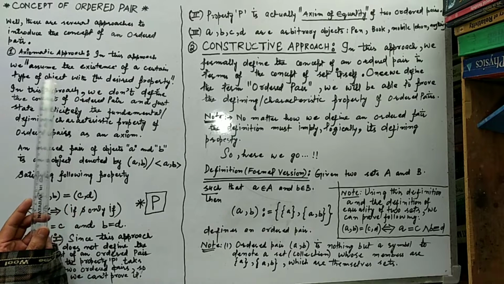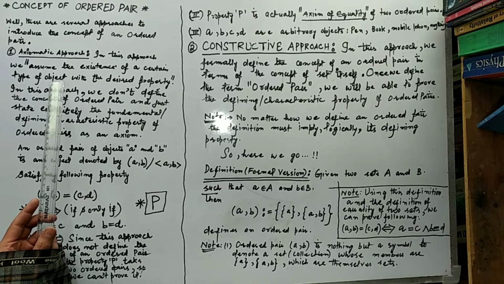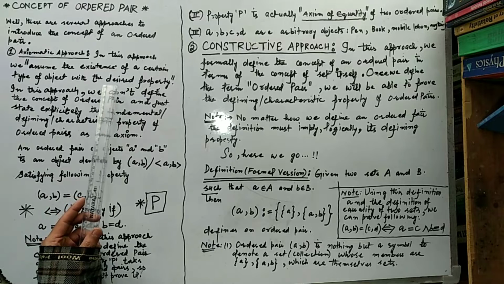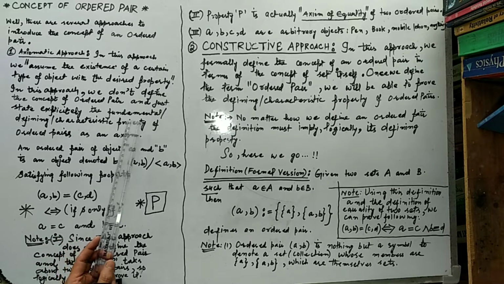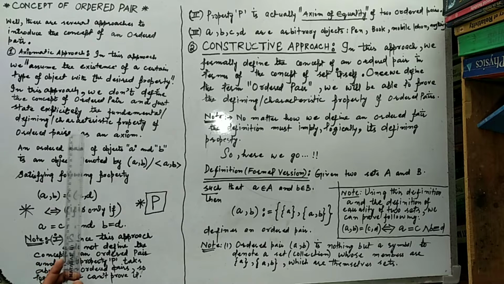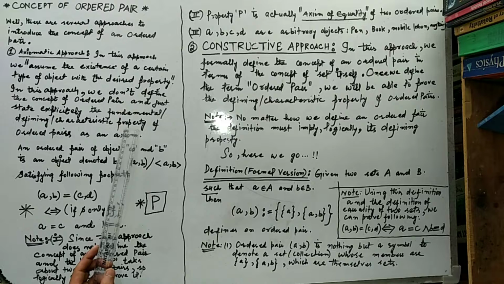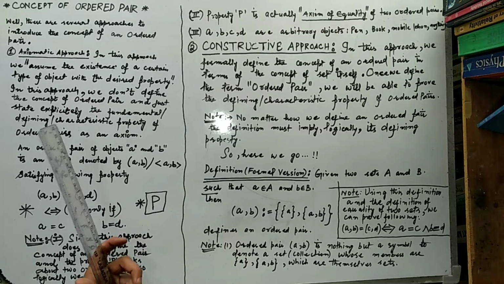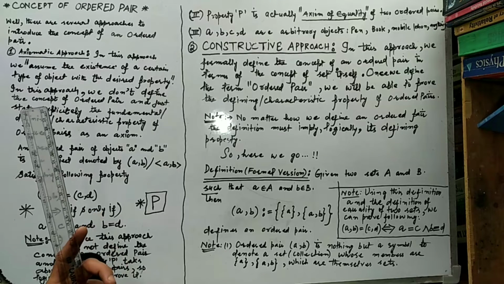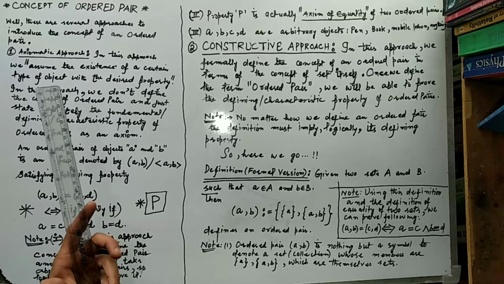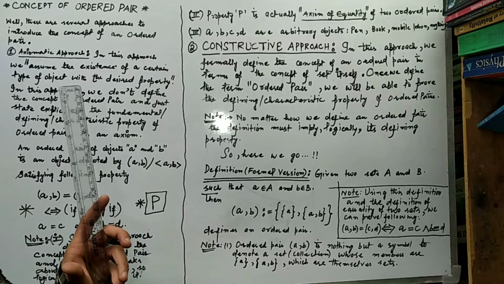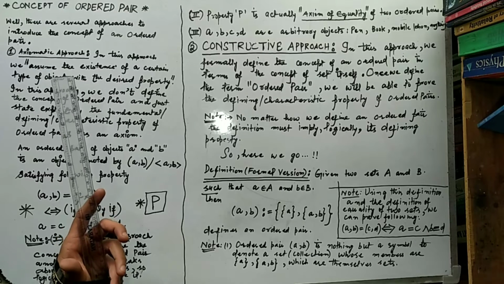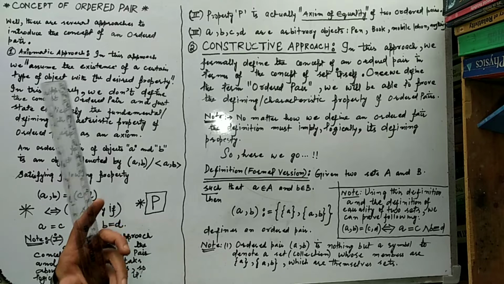Now, let's see what we do in this approach in order to introduce the concept of an ordered pair. In this approach, we assume the existence of a certain type of object with the desired property. We don't define the concept of ordered pair and just state explicitly the fundamental or defining or the characteristic property. These fundamental, defining, and characteristic are all different names of the same property of ordered pairs, as an axiom. Just like we do in the theory of sets, we axiomatically don't define the term set. Instead, we assume there exists an object called set which satisfies all the ZF axioms. This is one of the approaches to construct some theory and is known as the axiomatic approach or axiomatic method.